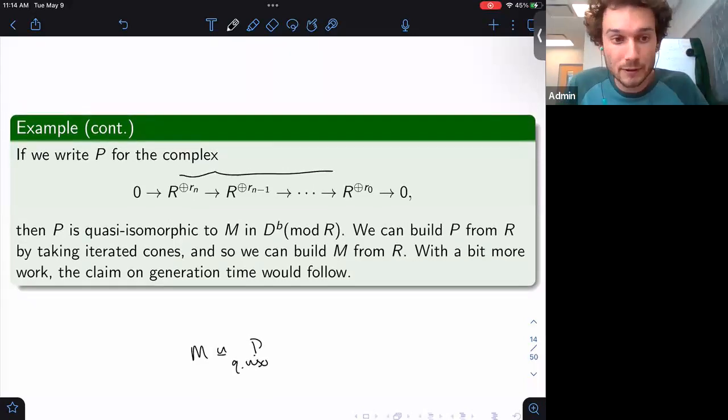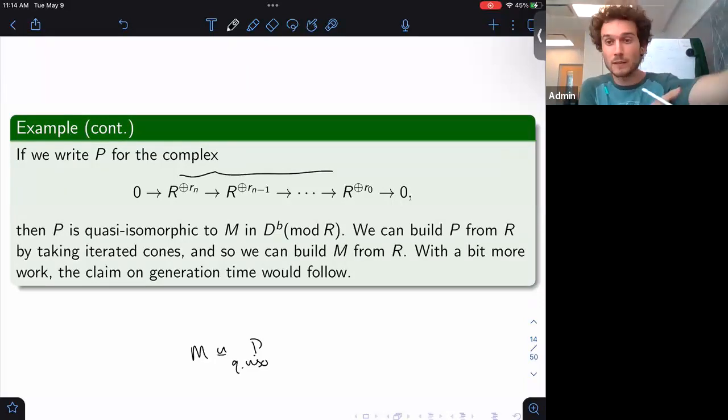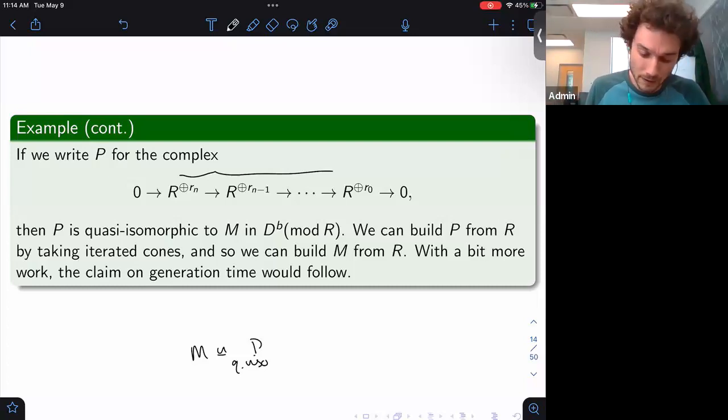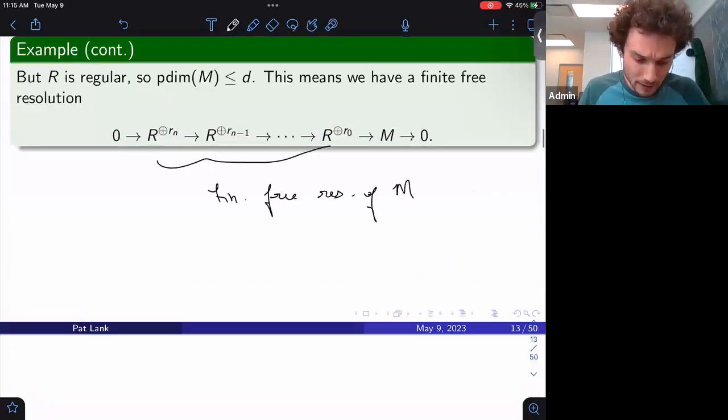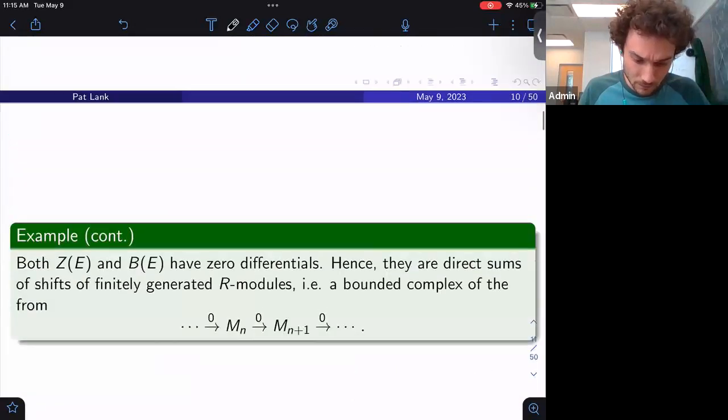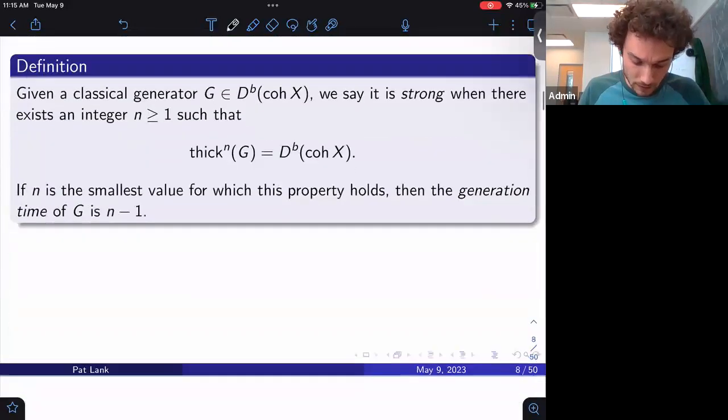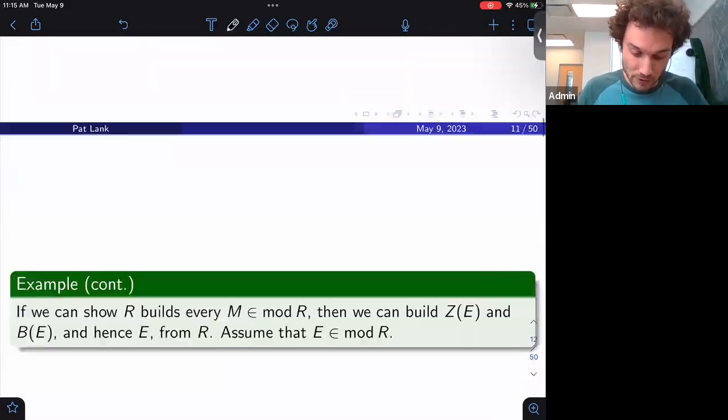And with a little bit more work and a little bit more time, you can actually show the generation time would be at most the Krull dimension, if you want to say it not only for modules, but for full bounded complexes. In this example, yeah, local, cool. I want to make sure that was a local ring.